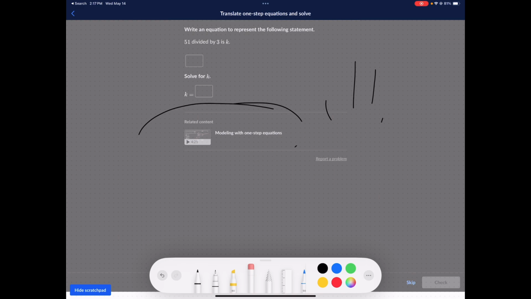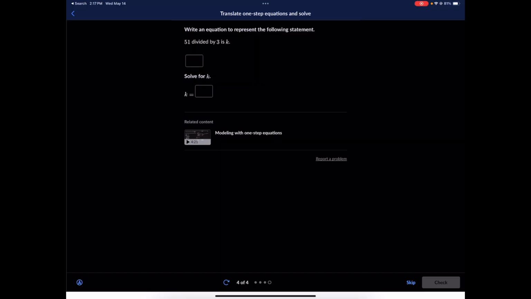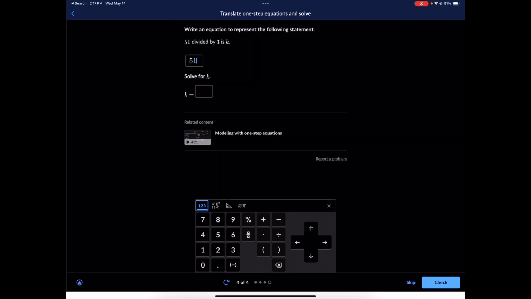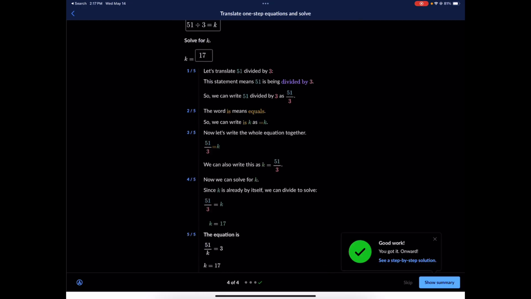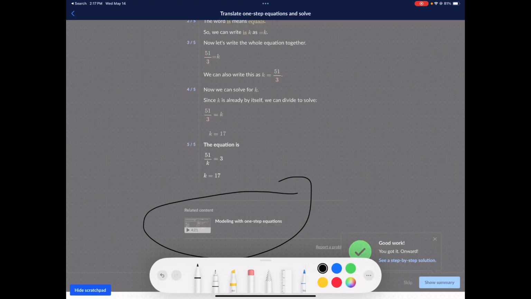Okay. 51 divided by 3 is K. Hey, that's pretty easy, right? I'll let you guys take a crack at this on your own. Okay, 51 divided by 3 is equal to K. See, we know that. That wasn't too hard. And now for K, you should have got 17. So, if you got that right, good job. If you didn't, here's the explanation. Here's the video. Happy studying.